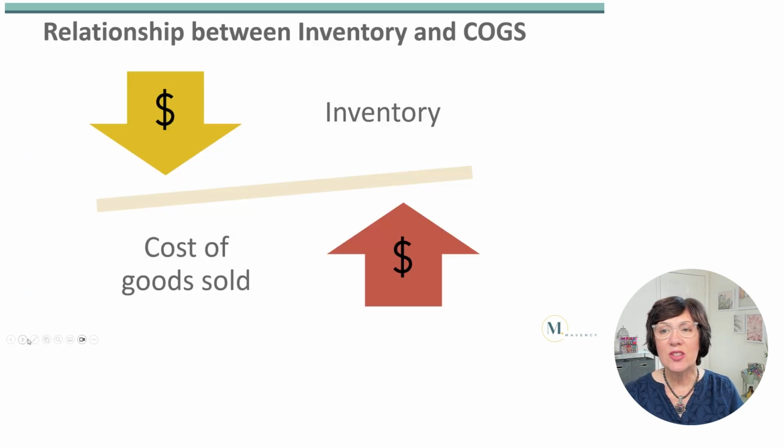There's a direct relationship between inventory and cost of goods sold. If inventory goes down, then cost of goods sold generally goes up. Or the opposite is true. If inventory generally goes up, then cost of goods sold will go down.